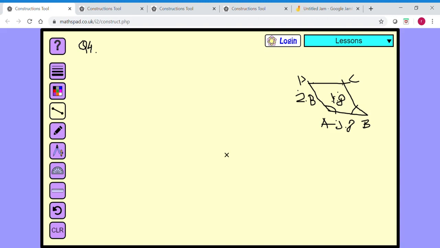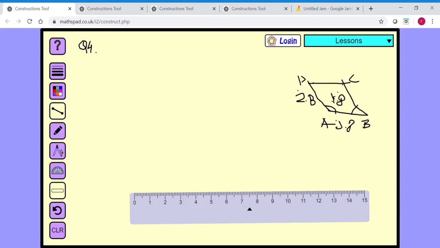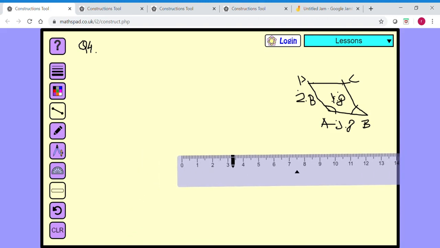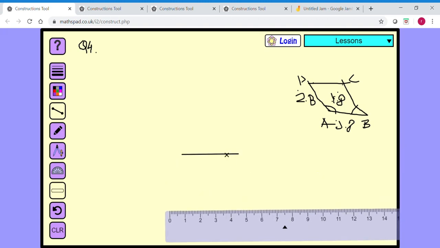So first thing, let me draw AB. AB, the length is 3.8. So I need a scale. The length is 3.8. So let me draw from 0. If I start, I go up to 3.8. Done. I've got AB.